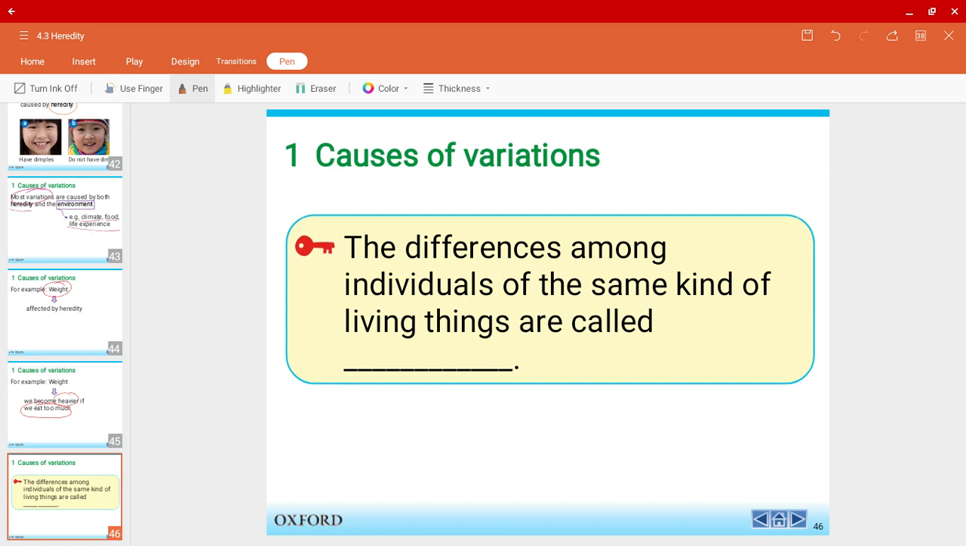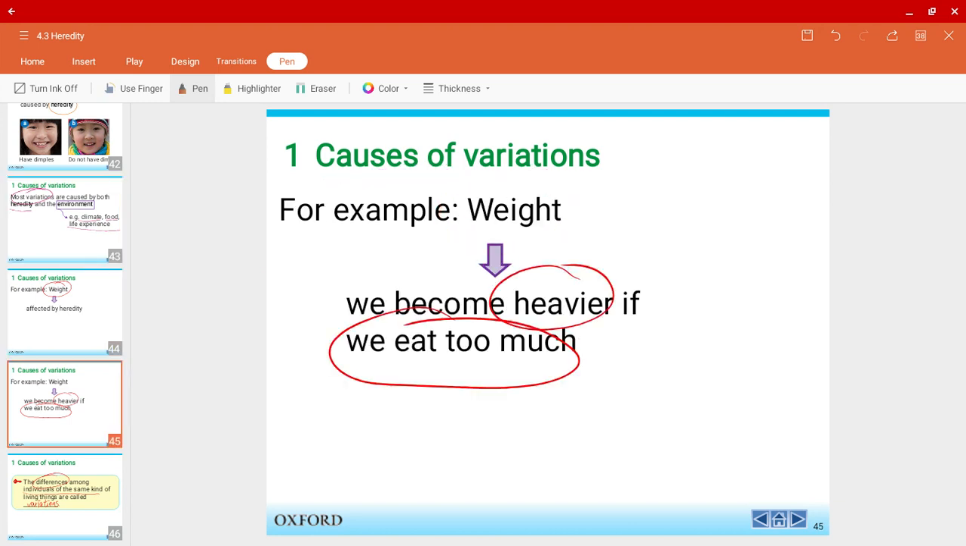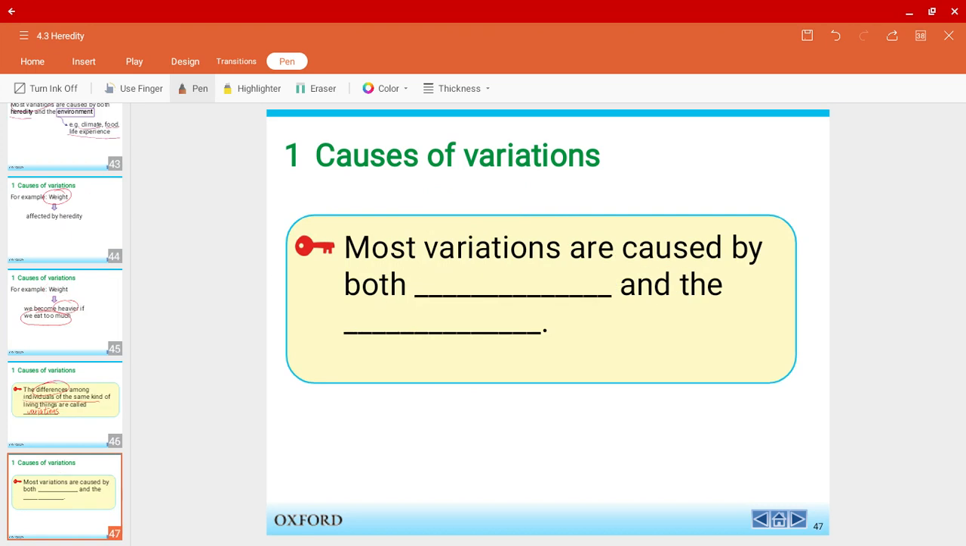If we eat too much, then of course, obviously, we'll also become heavier. So just to wrap up this part, the differences among individuals of the same kind of living things, we call variations. And as I mentioned earlier, most variations are caused by both heredity and the environment. Okay, let's move on. Let me write over here: most variations are caused by both heredity and the environment.